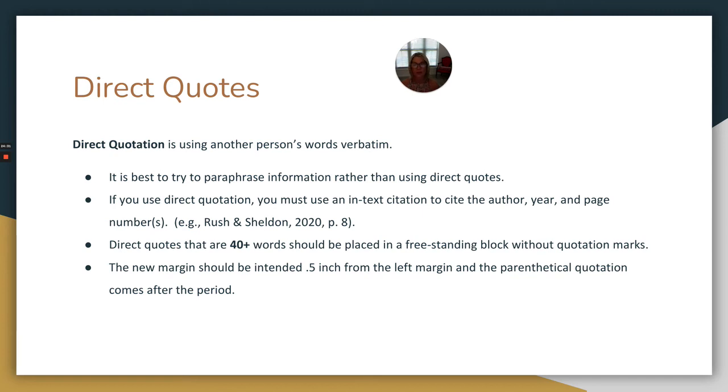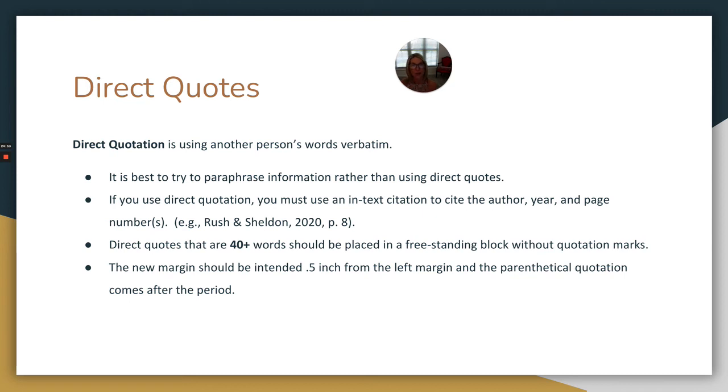If you do use a direct quotation, you must use an in-text citation to cite the author, the year, and the page number or page numbers. An example in a paper that I did for my prelim was Rush and Sheldon, 2020. I used the definition that they used for coaching, and it was on page 8.